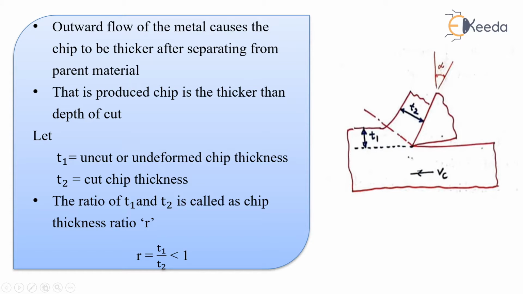So let us see here. T1 is our uncut chip thickness. T2 is our cut chip thickness. The ratio of these two, that is T1 by T2, is known as the chip thickness ratio. Please remember, very important, this small r is our chip thickness ratio. What is the value of r? The uncut chip thickness divided by the cut chip thickness, that is T1 by T2, is our chip thickness ratio. Obviously, T2 is bigger than T1, so this ratio r is less than 1.